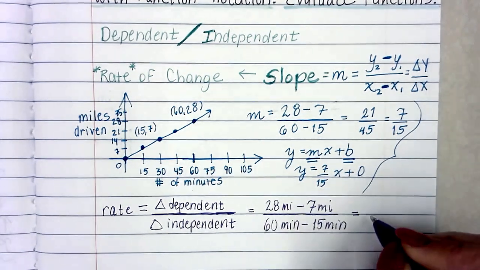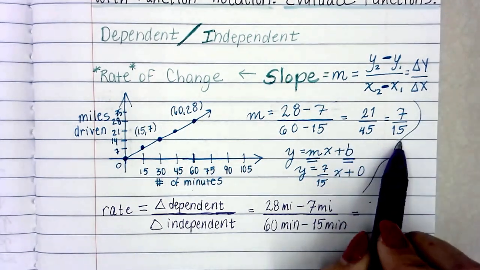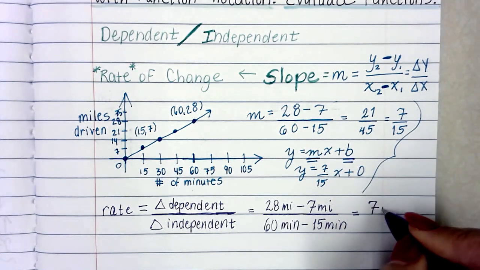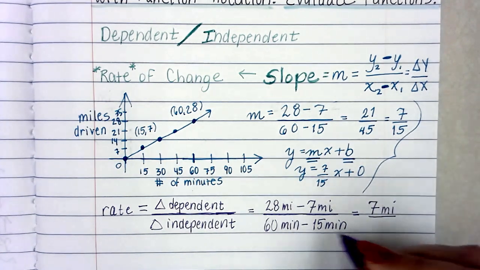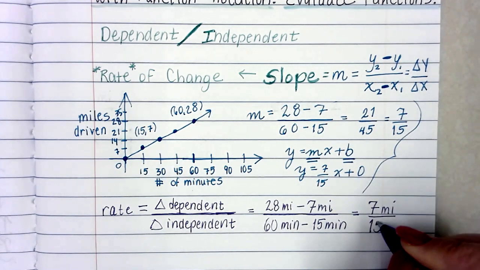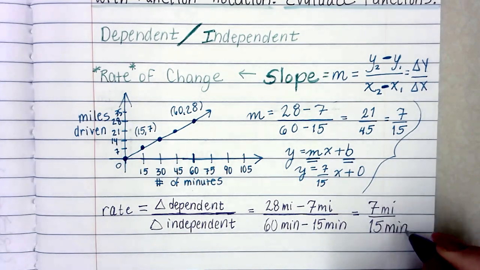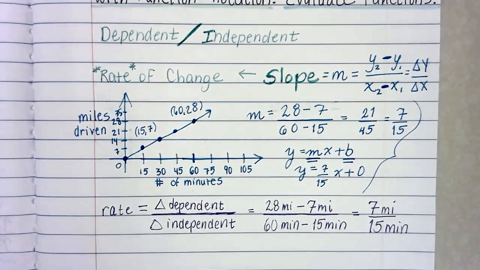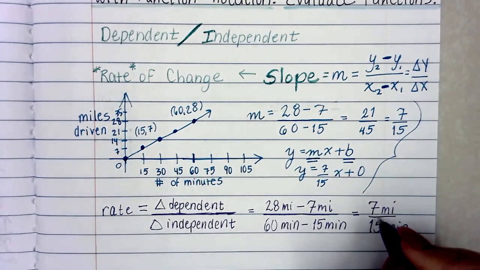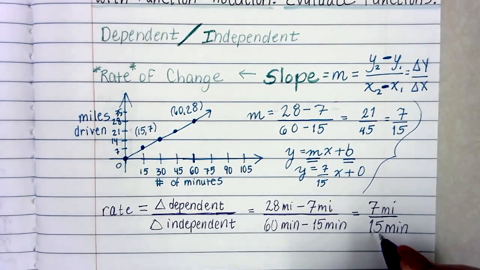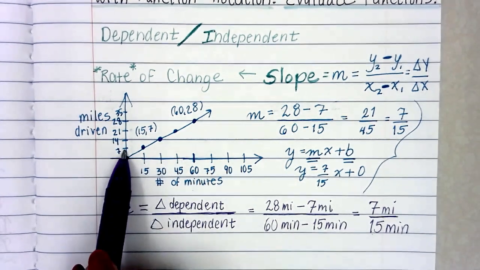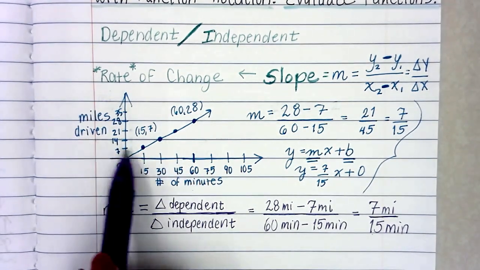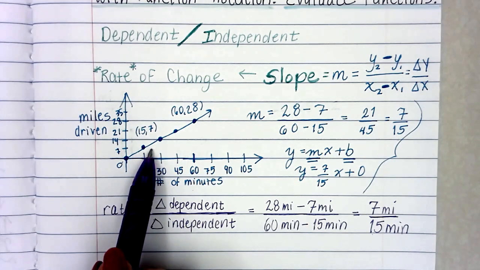Next, when I'm done subtracting and reducing, I already did it up there, so I'm going to cut ahead a bit. I have 7 miles over 15 minutes, because it would reduce, right? We already did the math up there. Now this is something I could wrap my head around a little bit more. What can I say about this? 7 miles for every 15 minutes. Even if you plotted this as a rise and a run, I go up 7 miles in miles driven for every 15 minutes I have been driving.